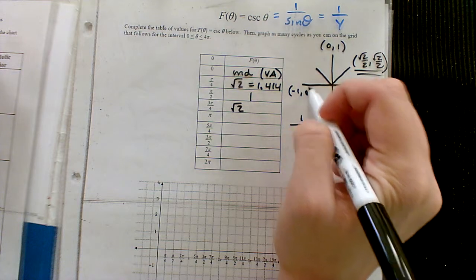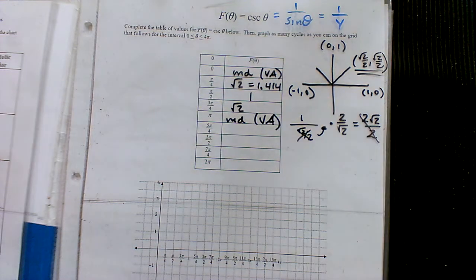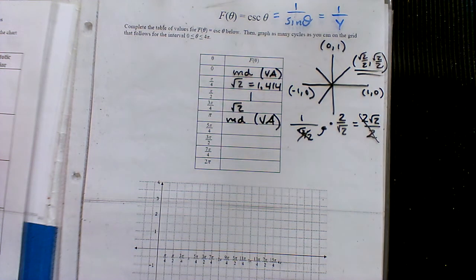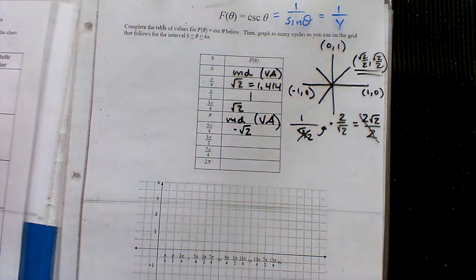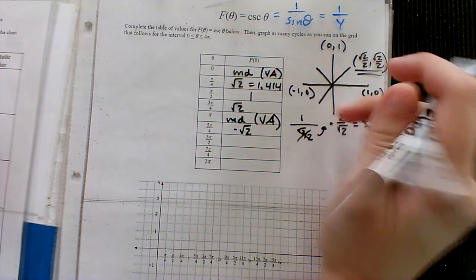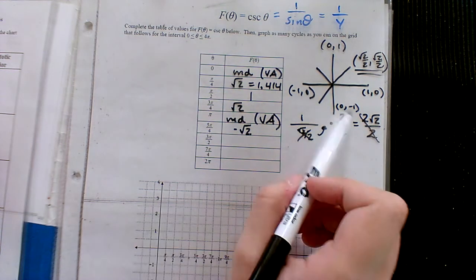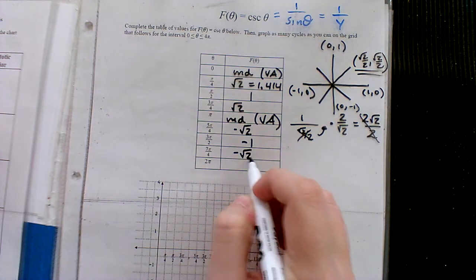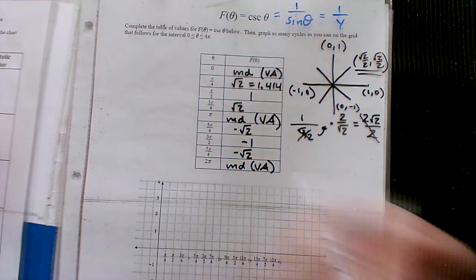Pi, very left spot, -1, 0. 1 divided by 0. It's another undefined location. So vertical asymptote. 5 pi over 4, middle of the third quadrant. Y is negative in that spot, so we'll need a negative square root of 2. At the very bottom, ordered pair is 0, -1. 1 divided by y would be -1. 7 pi over 4, middle of the fourth quadrant. Y is negative, so negative square root of 2. And back to where we started, another undefined vertical asymptote.